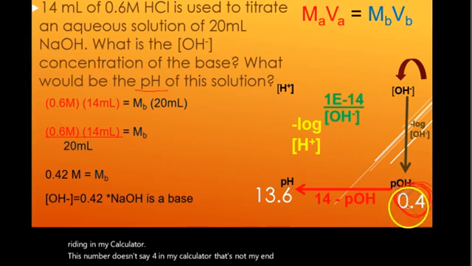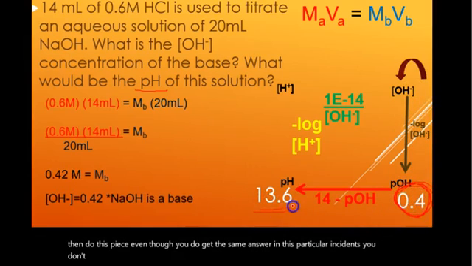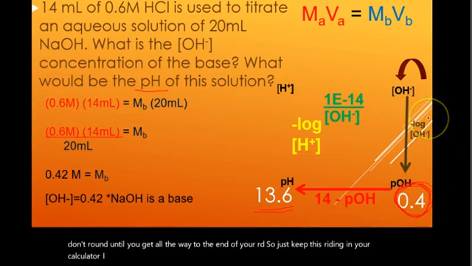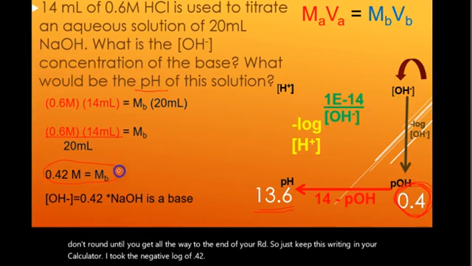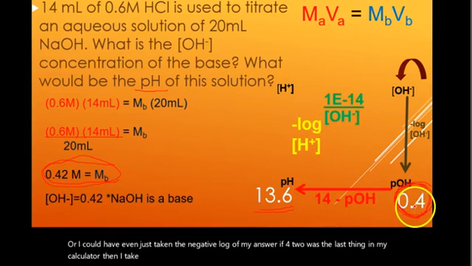So don't write 0.4 down and then do this piece, even though you do get the same answer in this particular instance. You don't round until you get all the way to the end of your road. So just keep this riding in your calculator. I took the negative log of 0.42, or I could have even just taken the negative log of my answer if 0.42 was the last thing in my calculator. Then I take 14 minus my answer, and I get 13.6.